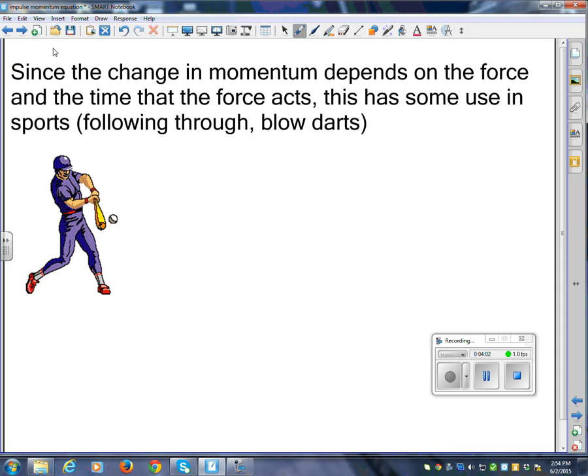So when I just blew it out of my mouth, how long was the force of air in contact with the blow dart? Not very long at all, right? I put it in my mouth and I went.